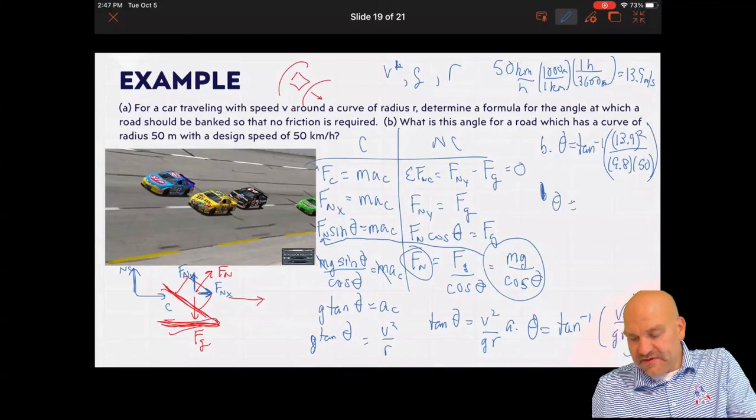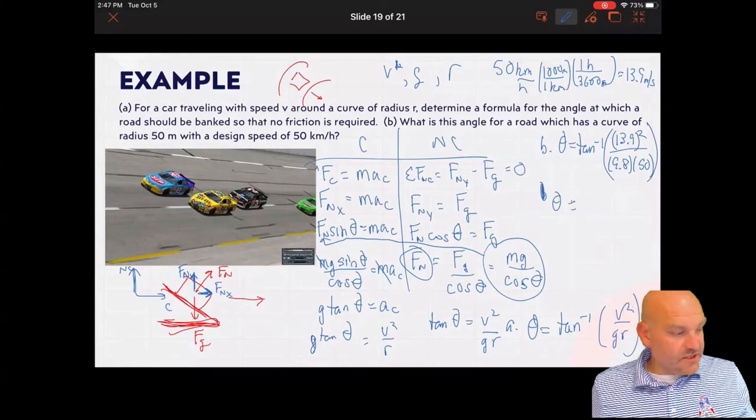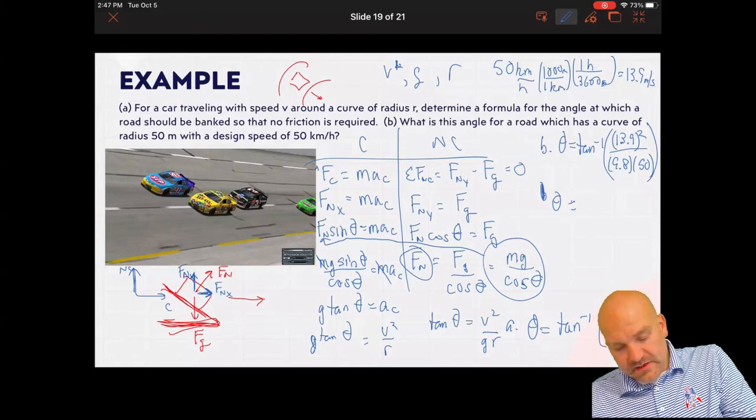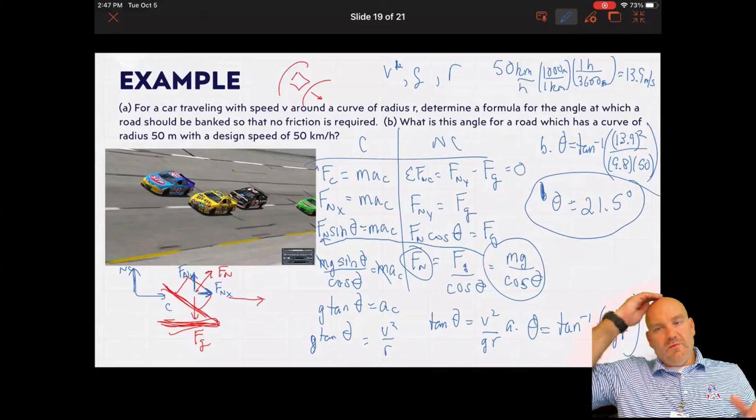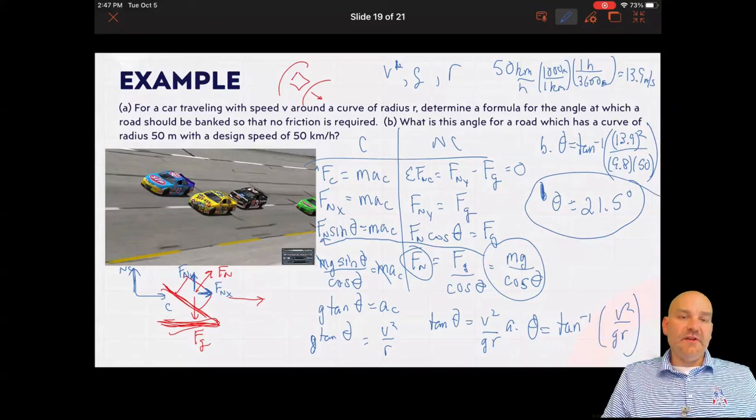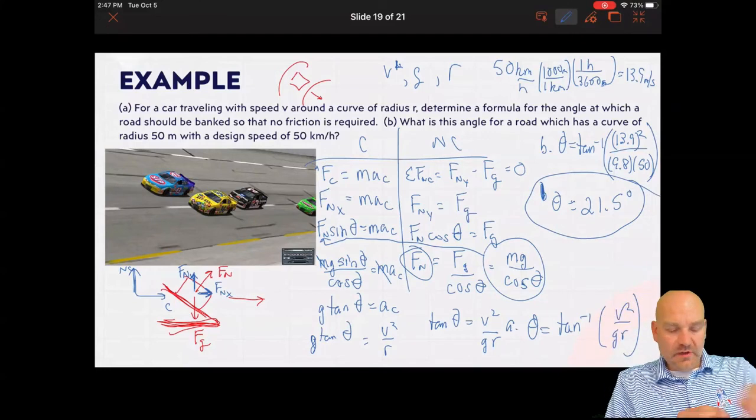Make sure your calculator, again, is in degrees. So I'm going to say inverse tangent. Oh, I have it worked out. That's going to be 21.5 degrees, right? So 21.5 degree banking, so friction wouldn't be involved at all.